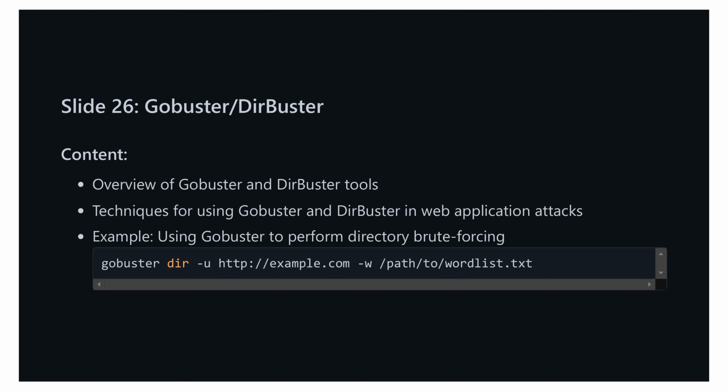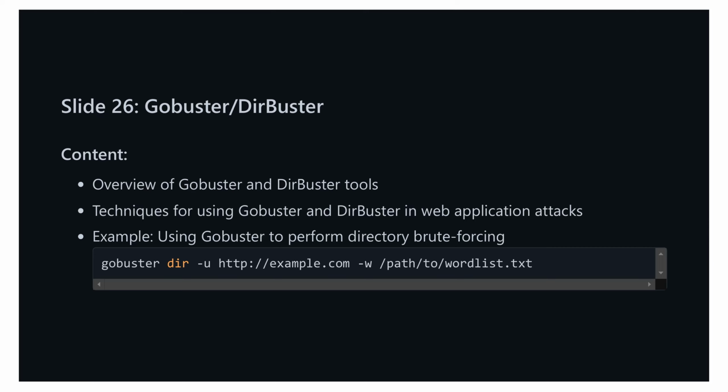GoBuster and Dirbuster are powerful tools used for directory brute forcing in web applications. These tools help you discover hidden directories and files on a web server by trying numerous possibilities from a provided word list. To start with GoBuster, you would typically execute a command like this: gobuster dir -u http://example.com/path -w wordlist.txt. This command instructs GoBuster to use the specified word list to find directories on the target website.